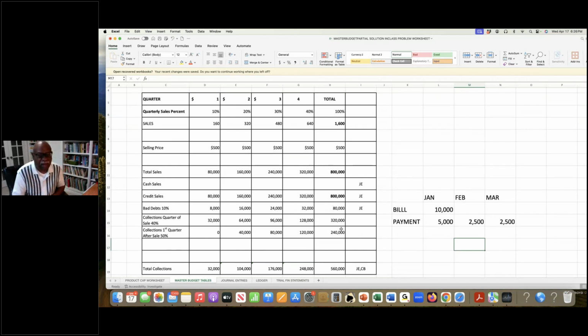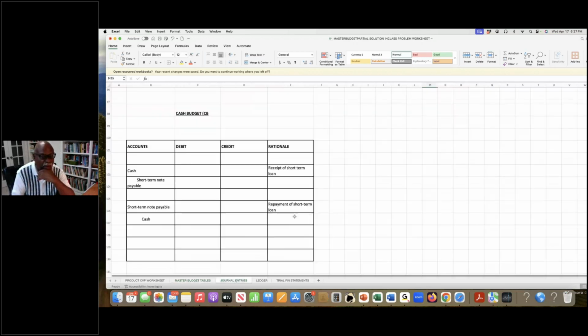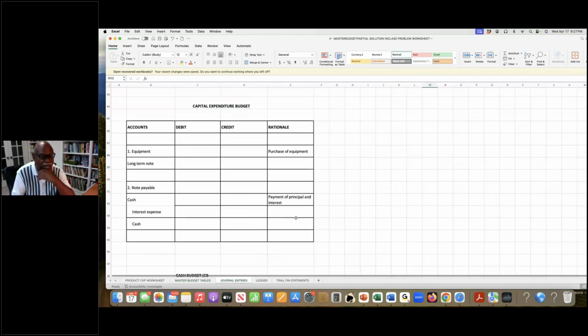Okay. Now, you also got to make journal entries. So you see the CB, that means you're taking these numbers to the cash budget. The JE means you got to make some journal entries. And I have journal entries already laid out for you. All you got to do is put in the amounts.